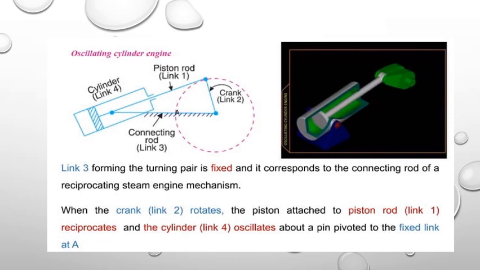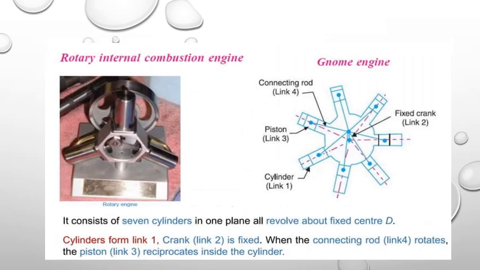Next one, the oscillating cylinder engine. Here the rotary motion of the crank makes the piston move up and down. It's a mechanism of the reciprocating engine. Link 3 forms the turning pair, which is fixed, and correspondingly the connecting rod forms the reciprocating engine mechanism. When the crank rotates, the piston attached to the piston rod reciprocates and the cylinder oscillates about the pin pivoted fixedly.